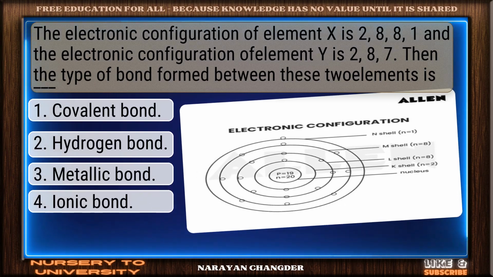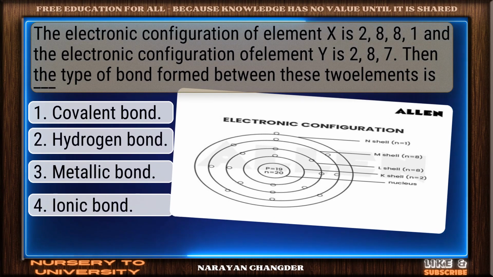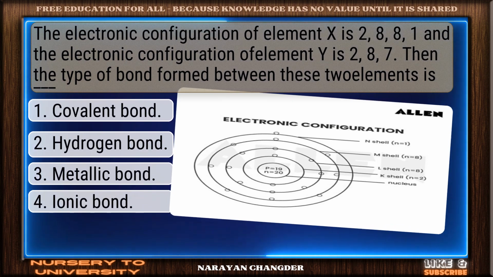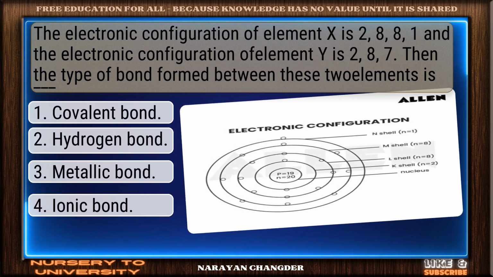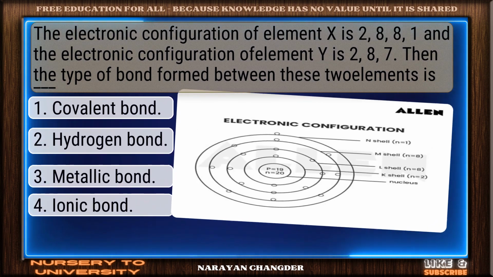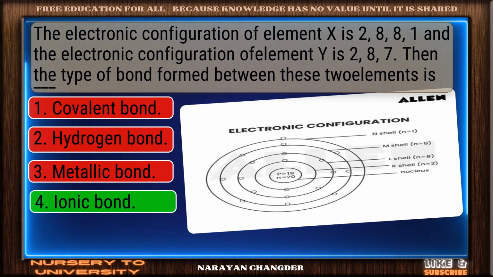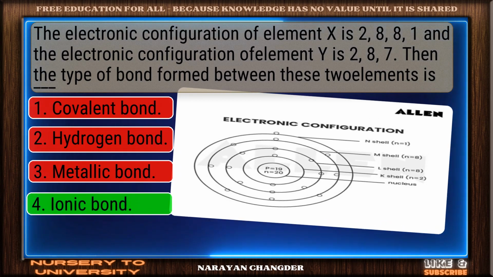The electronic configuration of element X is 2, 8, 1 and the electronic configuration of element Y is 2, 8, 7. Then the type of bond formed between these two elements is dash. Well reasoned. Ionic bond is correct.